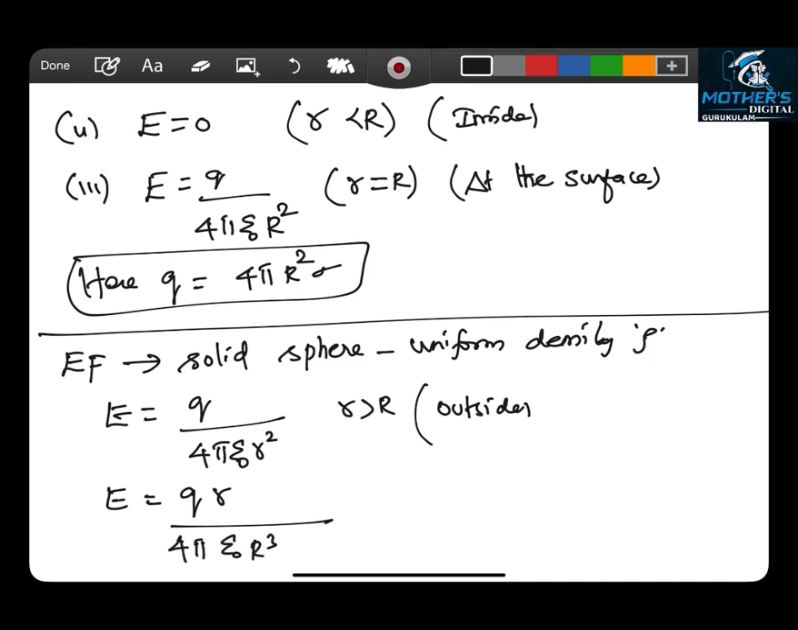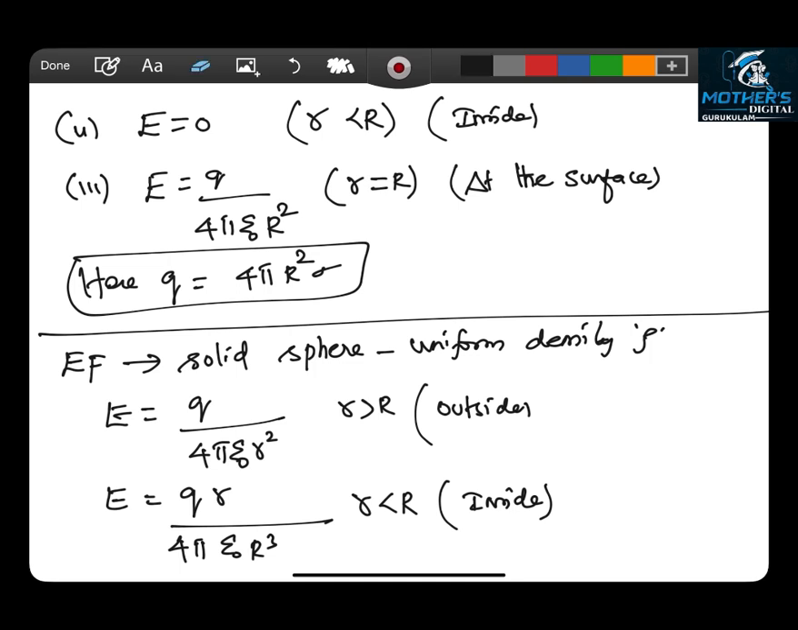Since it is a solid sphere, definitely within the sphere you have lots of charges. So electric field will be there. In a hollow sphere, inside the shell, you won't have any charges. So flux is 0, electric field is 0. But in a solid sphere, electric field will be Qr by 4 pi epsilon naught R cube. So here it is r less than R. So inside, you have placed your test charge within the sphere. That is why r is less than R.